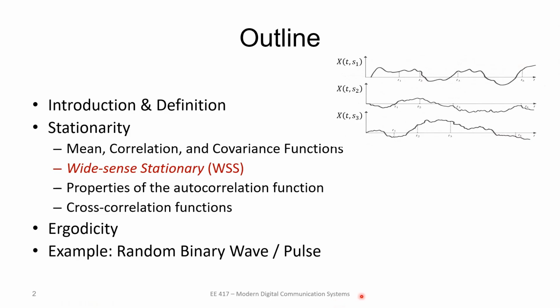The outline of the presentation goes like this. We'll start with a quick introduction and definition of what random processes are. We'll get some idea about stationarity in terms of mean, correlation, covariance, the meaning of wide sense stationarity, properties of autocorrelation function, and the cross-correlation function. That will lead us to ergodicity and some examples of random binary wave or process.